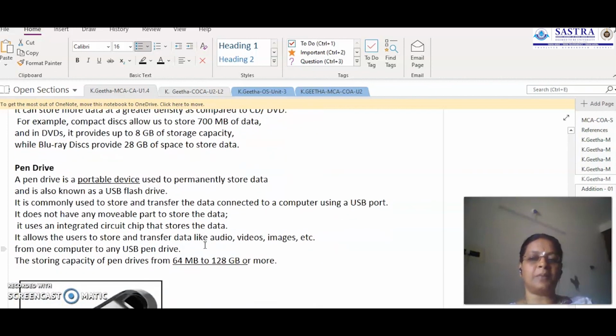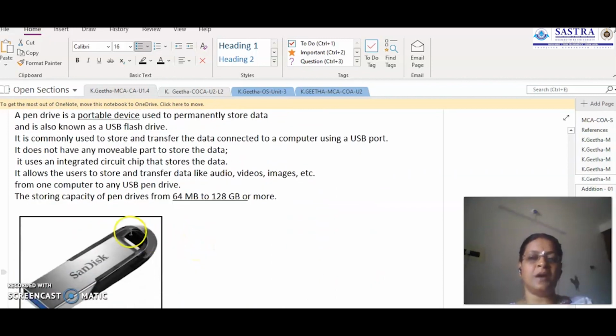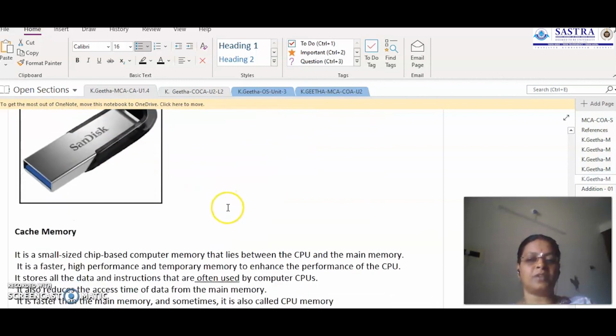Then comes the pen drive. I think many people will already be aware of it. We will be using this pen drive, otherwise called USB. It is a portable device, and it is used to permanently store the data and to carry the data from one computer to another computer. Usually, it is used for transferring files from one to another, and it does not have any movable parts to store the data. It is like an integrated circuit chip. It stores the data, and we can store any amount of data. The size of this pen drive will vary from 64 MB to 128 GB.